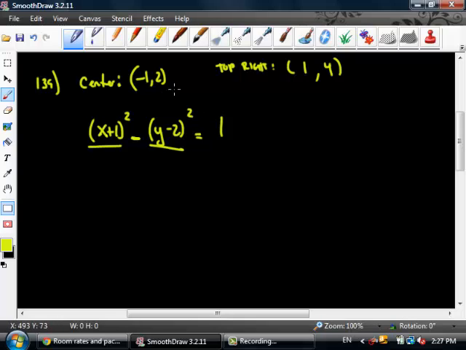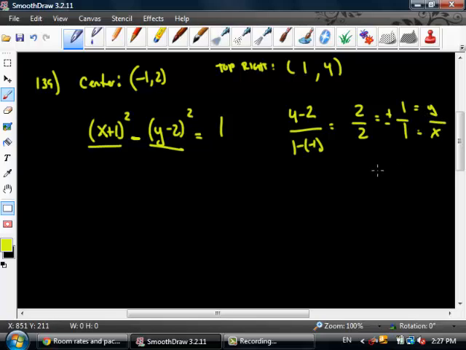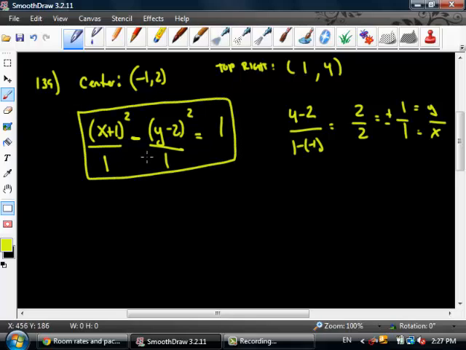Okay, so now I'm going to use these points to find the slope. So that's going to be 4 minus 2 over 1 minus -1, and that is 2 over 2, which is 1 over 1. Remember, it's plus or minus. Now, because a hyperbola has the slope y over x, this becomes a 1, this becomes a 1, and you're done. In a hyperbola, it's actually very, very easy.